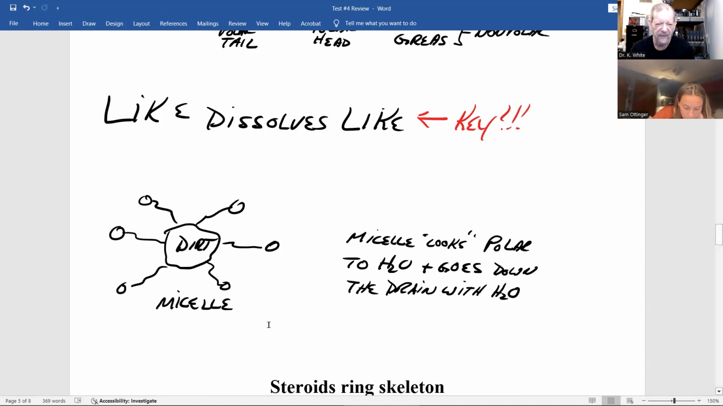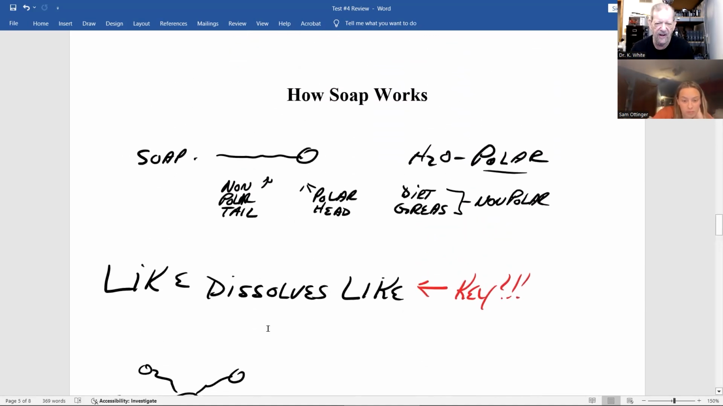All right. Again, you should know how soap works. And you should know the structure of soap. Nonpolar tail, polar head. Water is polar, dirt and grease, and I better spell grease right.